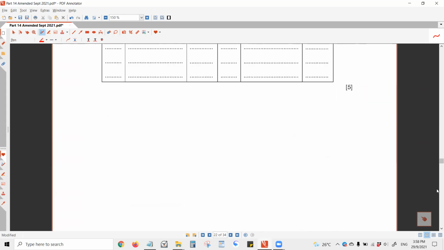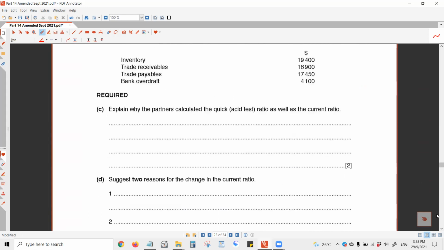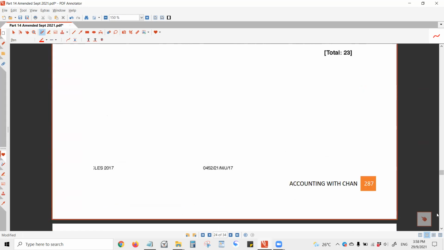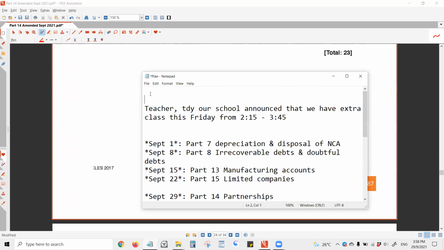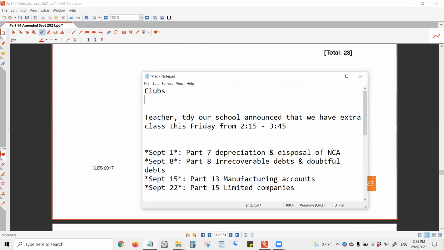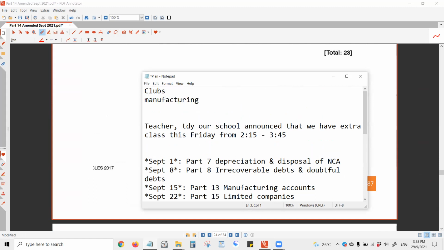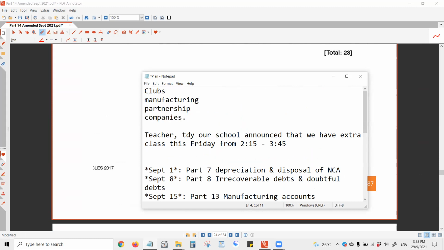Compared to companies, I think partnership is also easier. But to be honest with you, you know there are 4 topics which are quite complex: clubs and societies, manufacturing, partnership, companies. These 4 topics are next to one another in every textbook. And what is special about these 4 topics is all their questions are very big in size.